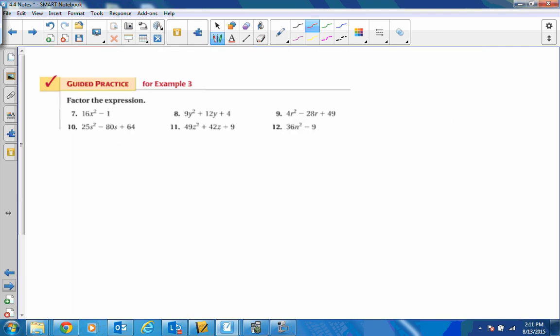Again, you can practice some of these on your own. These are all perfect squares or differences of two squares, so you can get that practice on how to figure out how to write those.